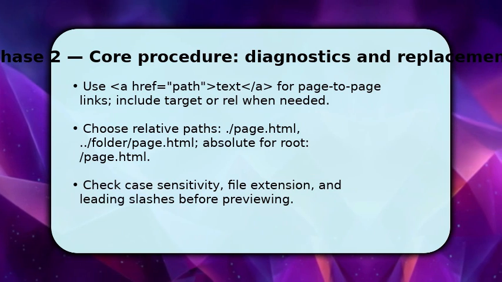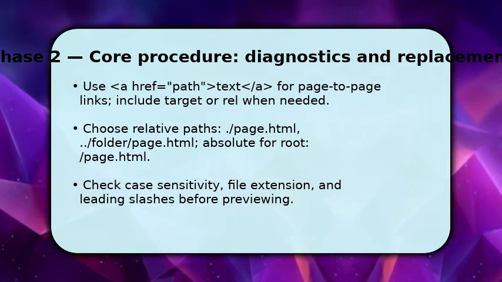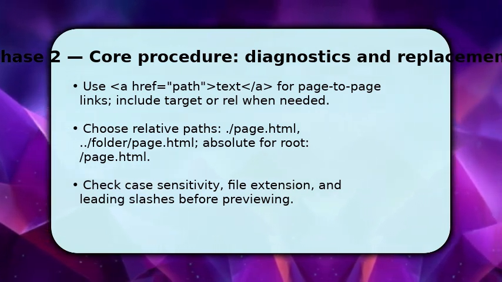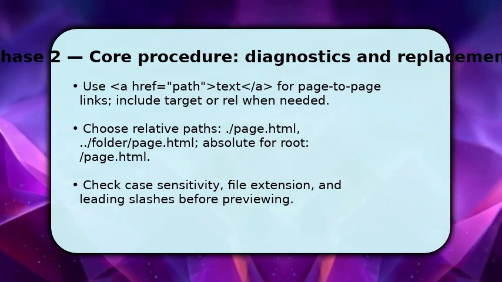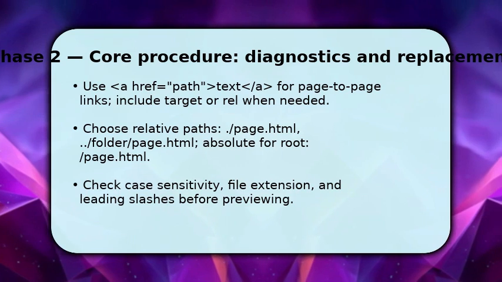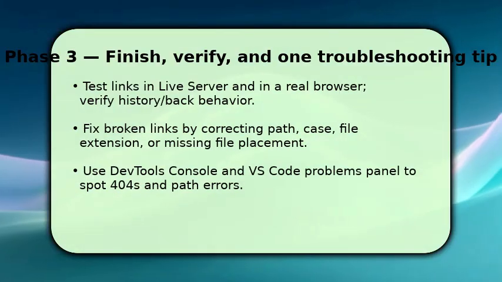Once written, save the file and use VS Code Preview or Live Server to click the link. This verifies navigation and surfaces path errors quickly. You finish by testing every link in Live Server and in a normal browser to confirm navigation and back button behavior.